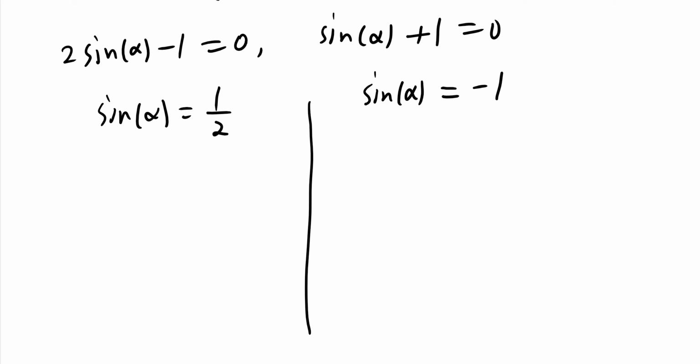Remember, we're only going from 0 to 2 pi. So what are the angles in 0 to 2 pi where sine alpha is 1/2? We know 30 degrees is one of them, and 150 degrees, which is 5 pi over 6. These are the only two values. For the other equation, there's only one value, which is 270, that's 3 pi over 2. So there are only 3 values for alpha that satisfy the given equation.